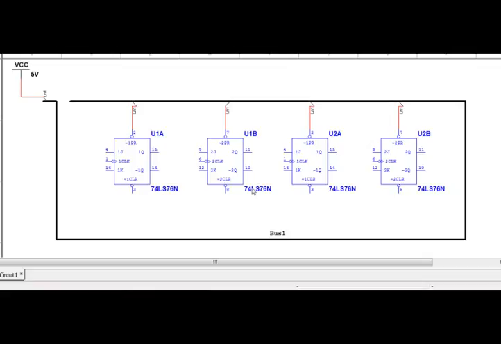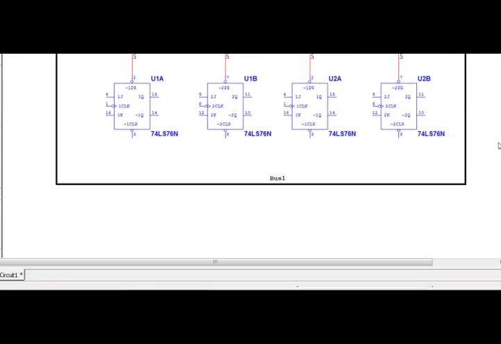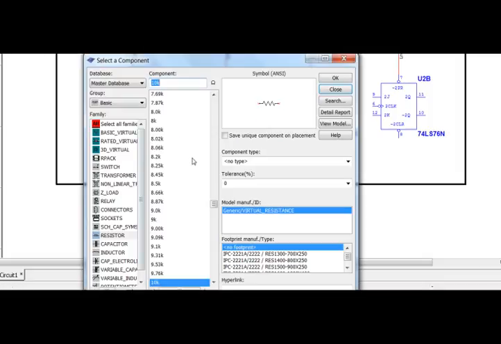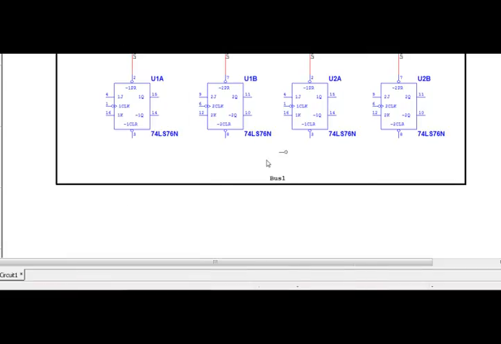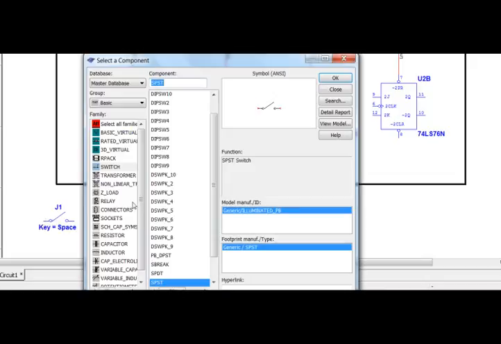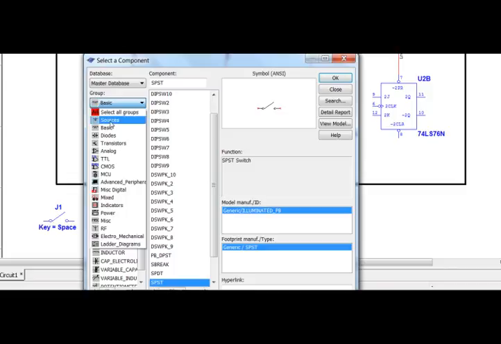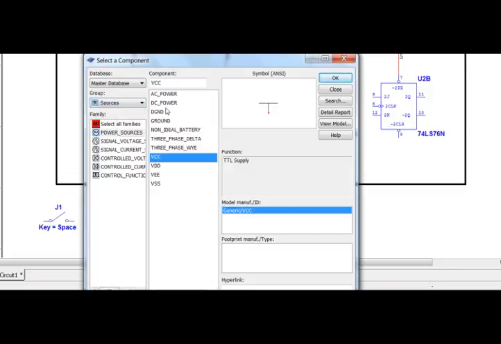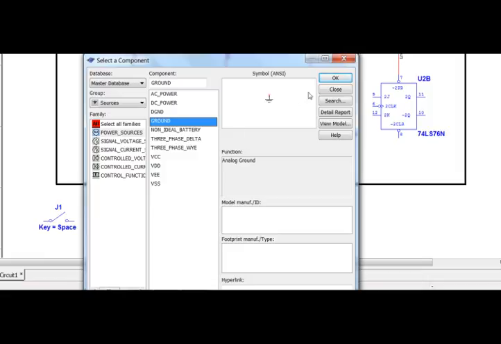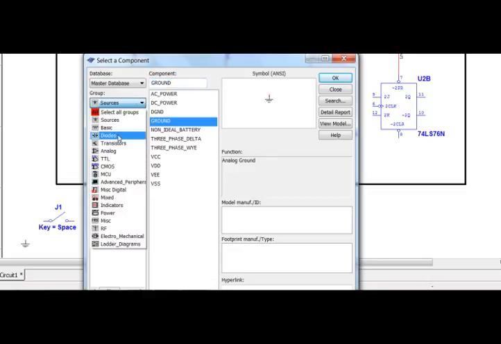Okay. Then I'm going to need a switch. All right, so we'll grab a switch. Where's my switch? All right, one switch. And I'm going to need a ground. Okay. And I'm going to need a pull-up resistor. Where am I going to get a pull-up resistor from?